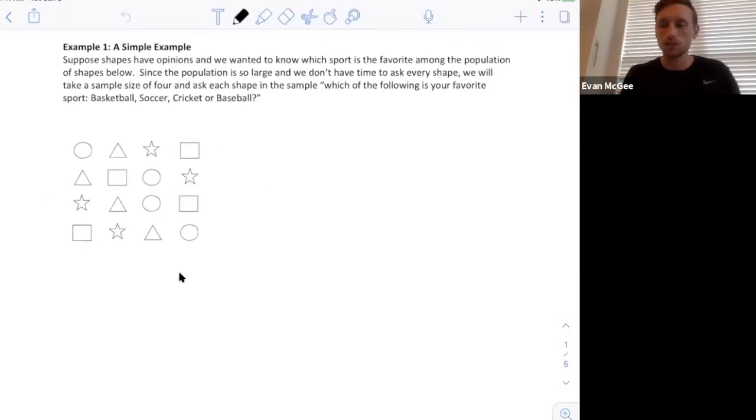So let's refresh on what a simple random sample is. For a simple random sample, we're going to number every shape in the population, and we're going to randomly generate 4 numbers, and that's going to be our sample. So I'm going to go ahead and number these now. Now that I've numbered the individuals in the population, I'll open up my calculator and generate a random number between 1 and 16.